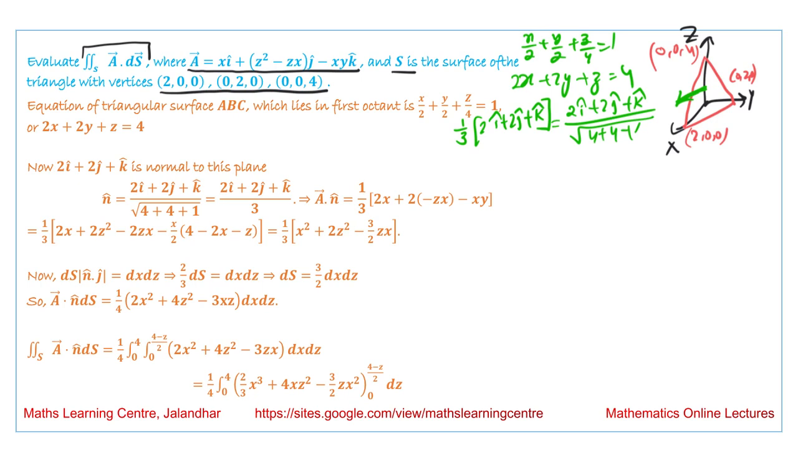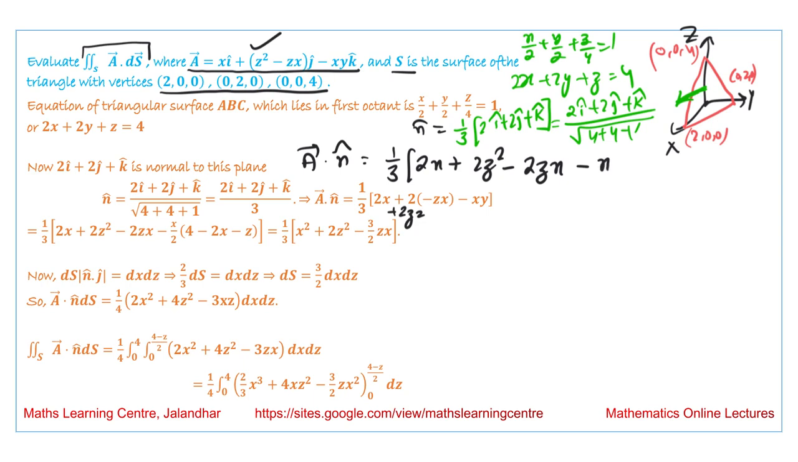Now we have the value of A vector and this is the value of n cap. So if we calculate the value of A vector dot n cap, the answer we obtain is 1 by 3 into 2x plus 2z square minus 2zx minus xy. This is the value of A vector dot n cap.